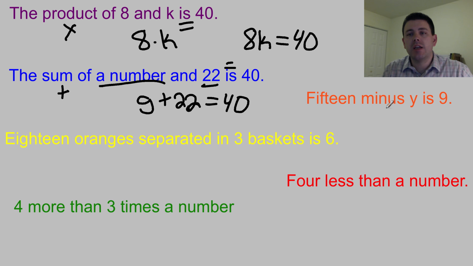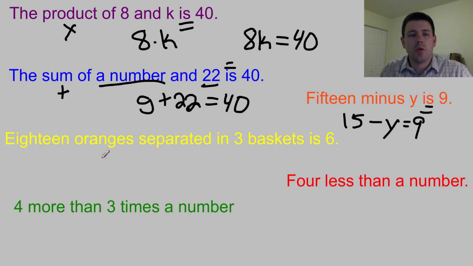Next one, 15 minus y. So this one comes right out and says it. 15 minus y is, that's my equal sign, 9. So 15 minus some number is 9. Well, 15 minus 6 gives me 9, so that's my solution. Y is equal to 6.